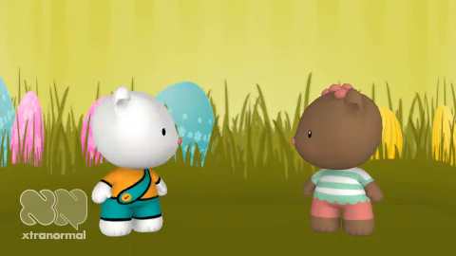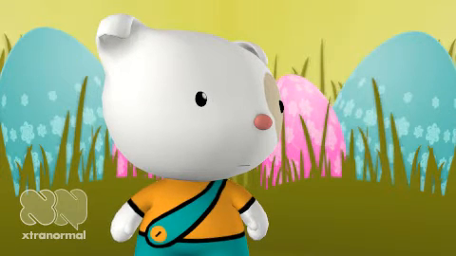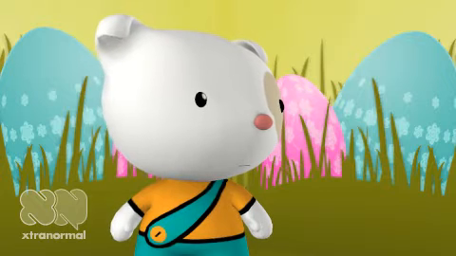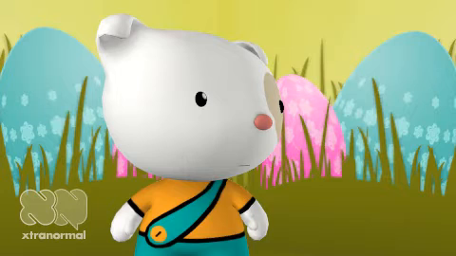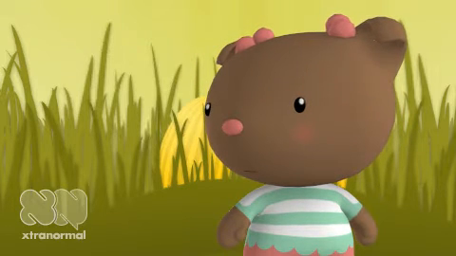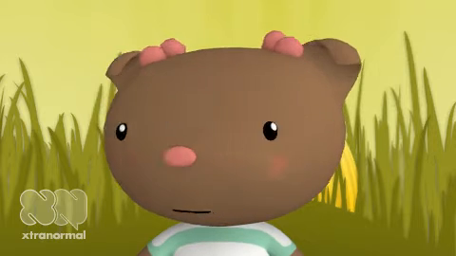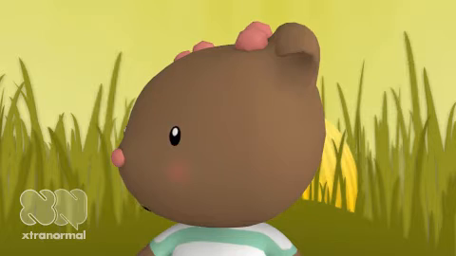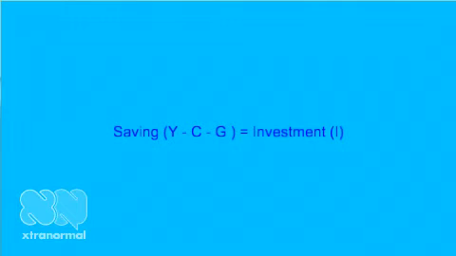How do I calculate public and private saving? Remember, saving is what is left over after we buy what we want and need. In an economy, saving is GDP minus consumption, minus government payments, or Y minus C minus G. But we said Y minus C minus G equals investment. That is right. Now we know that saving equals investment, or S equals Y minus C minus G, and S also equals I.